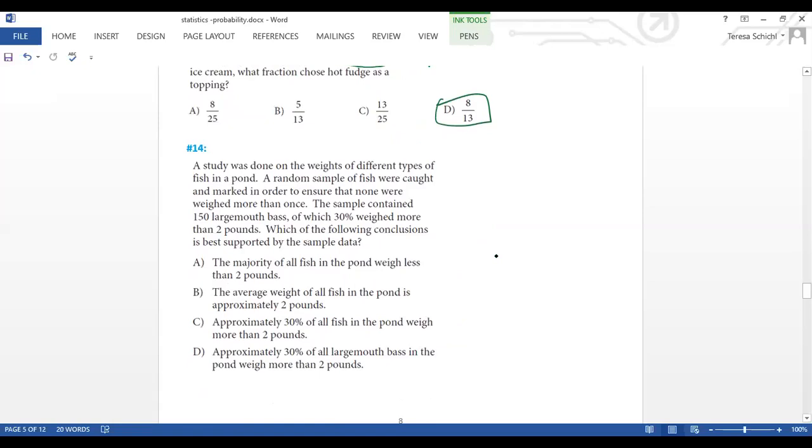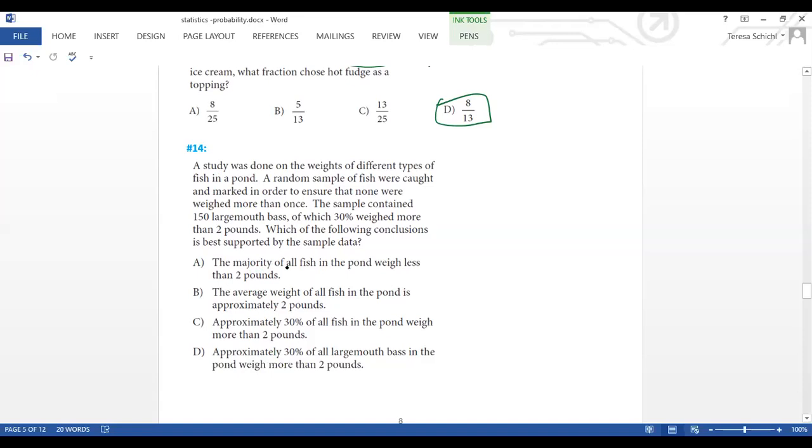Okay, so now number 14. A study was done on the weights of different types of fish in the pond. A random sample of the fish was caught and marked in order to ensure none of them were weighed more than once. The sample contains 150 largemouth bass, of which 30 weighed more than 2 pounds. Which of the following conclusions is best supported by the sampling data here?